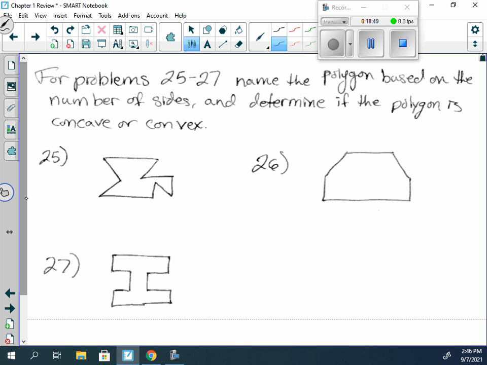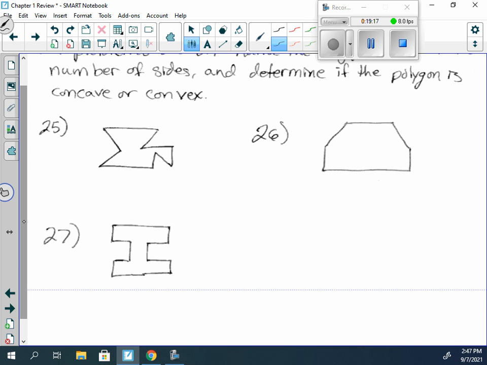25 through 27, name the polygon based on the number of sides and determine if it's convex or concave. Question, I'm gonna use the book. No, you can use your note sheet or the reference sheet. Oh yeah, I forgot. Never mind. Yep, answer key on the back.